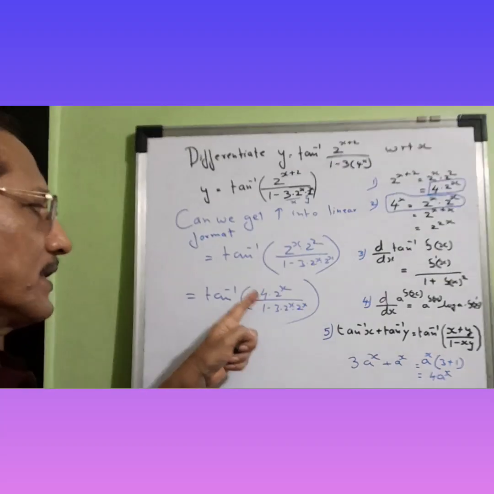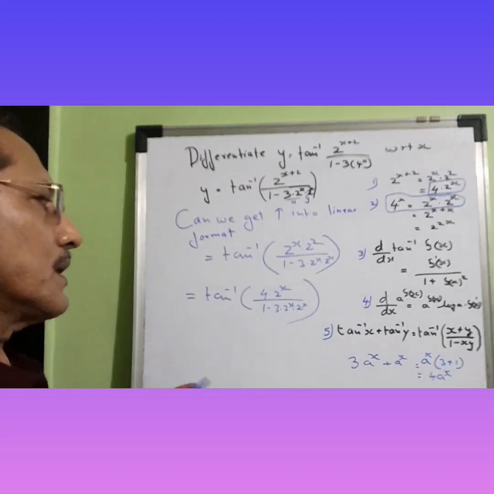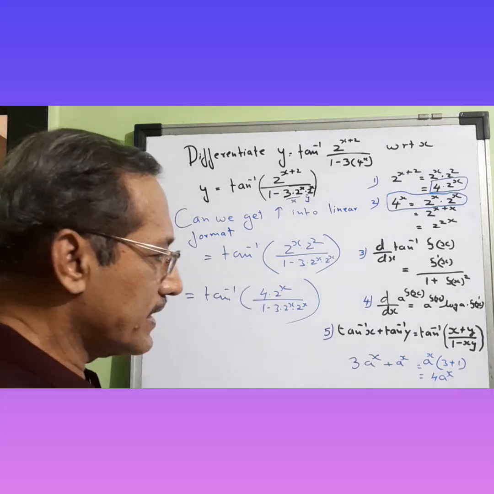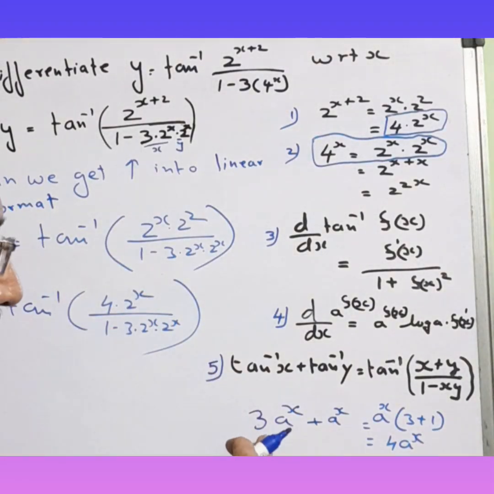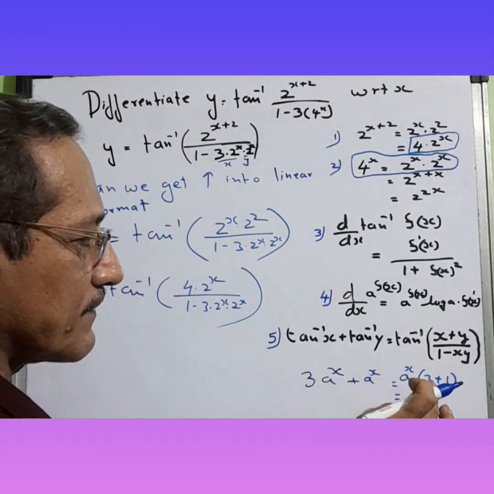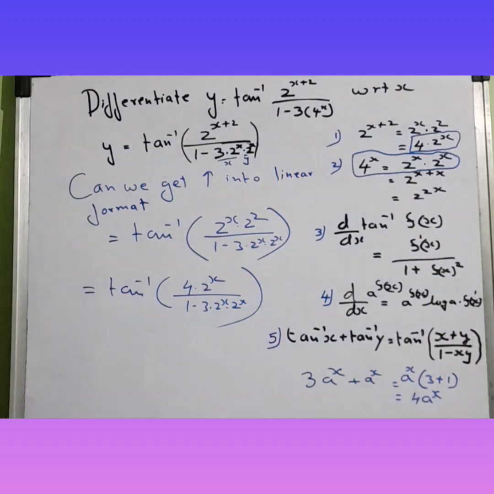Alright, now is it possible by any means that we play some trick with 4 so that we get 3 also there? Prior to getting into that, let's check over here. Suppose it is 3a raised to x plus a raised to x, and if we take a raised to x common out, then we have 3 plus 1, that is 4a raised to x. Got some clue with that?